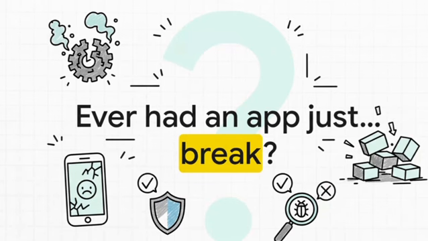Oh, we've all been there, right? You go to tap a button and nothing. Or even worse, the whole thing just crashes, taking all your unsaved work with it. It's beyond frustrating. It just completely shatters your trust in that app. So how on earth do developers keep that from happening?